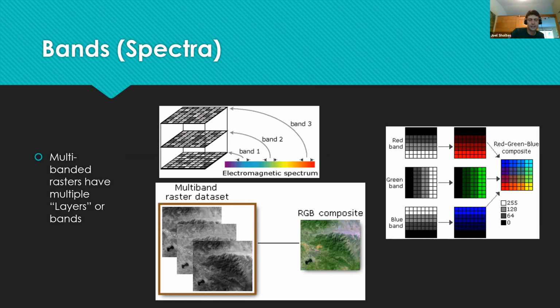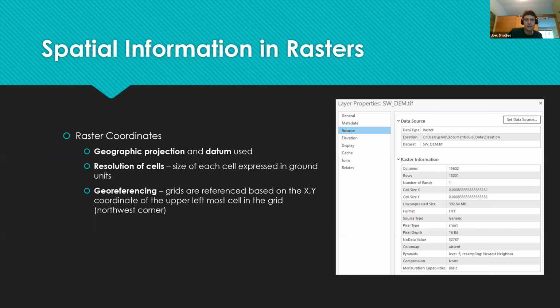So bands are layers in a raster, and a raster can have many bands within it kind of sandwiched together, one raster file. Here's just a look at raster coordinates. So it's going to be pretty similar to what we've been dealing with. You need a projection, right, and a datum. Although the additional information we have is the resolution of the grid cells. And so if we look at the source data, it's going to have the cell size in it.